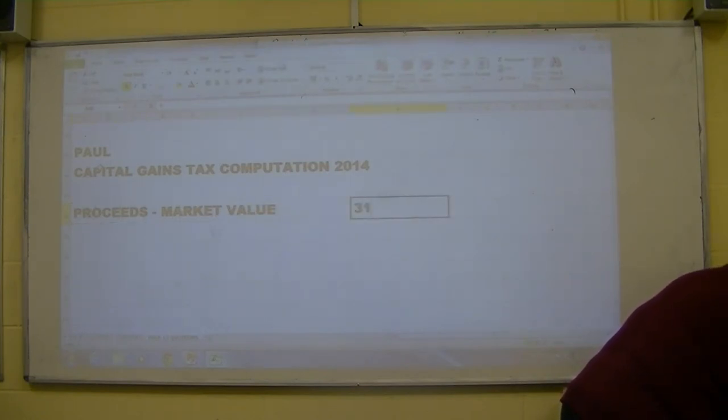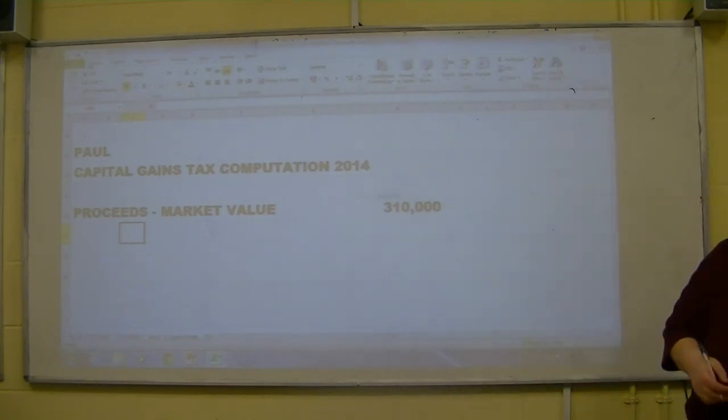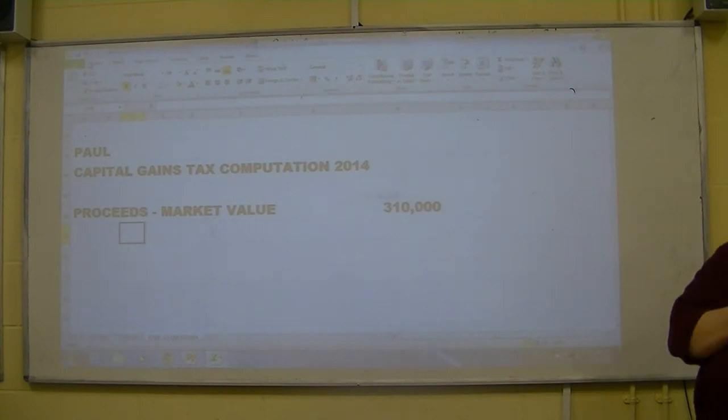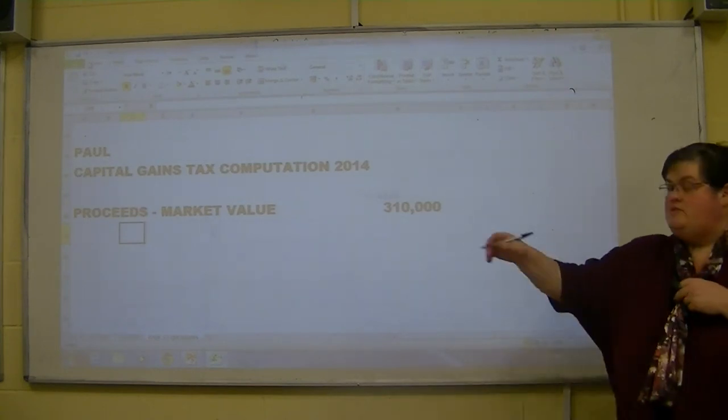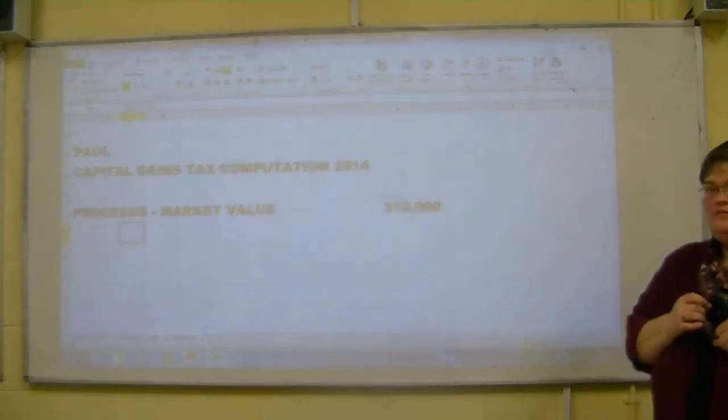Market value is 310,000. And the reason it's market value is because it's a connected person. If he sold the apartment to me, who he didn't know, for 200,000, even though it had a market value of 310, he'd only be paying tax on the 200,000. It's because it's a connected person that it's the 310.